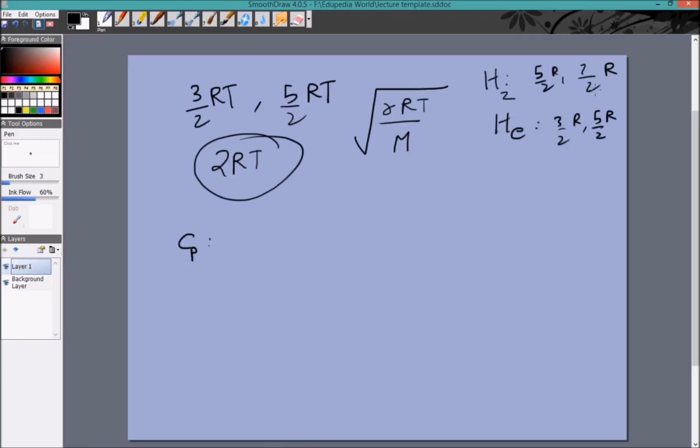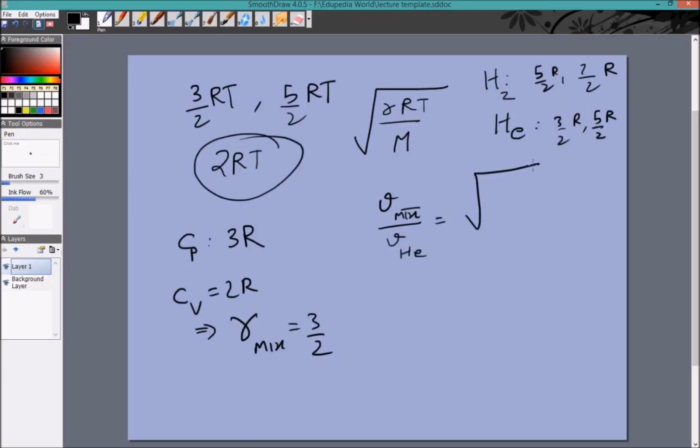So Cp will be the average of 7 by 2 and 5 by 2. So that will be 6 by 2. That will be 3R. Similarly, Cv will be 2R. So that means gamma of the mixture is 3 by 2. So we want the speed of sound, let's call that V, in mixture divided by that in helium.